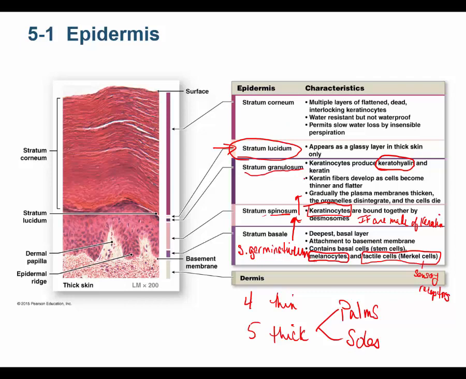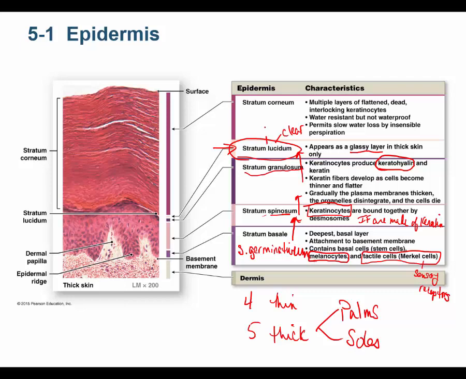And then if you're in thick skin, as the cells move up, you hit the stratum lucidum. Now the stratum lucidum is a clear layer because it's translucent. It's not transparent, but it's translucent. This layer you can see through. And we also call it the glassy layer. It's only found in thick skin. It's not found in thin skin.